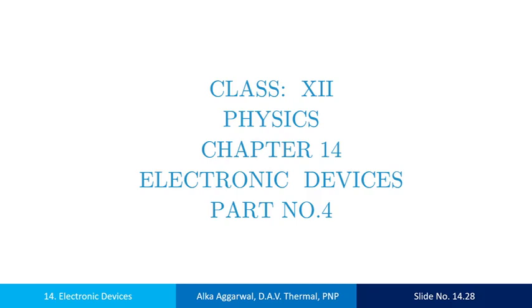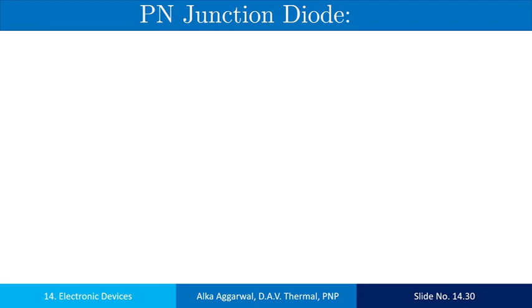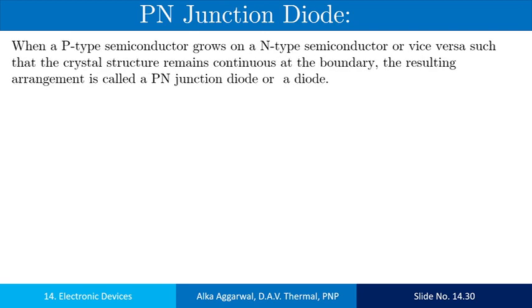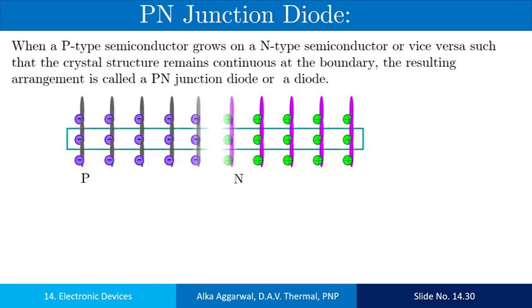Hello. In this lecture, we will study the formation of the p-n junction. When a p-type semiconductor grows on an n-type semiconductor, the arrangement is called a p-n junction or the diode. Here the p-type semiconductor is on the left side and the n-type is on the right-hand side.